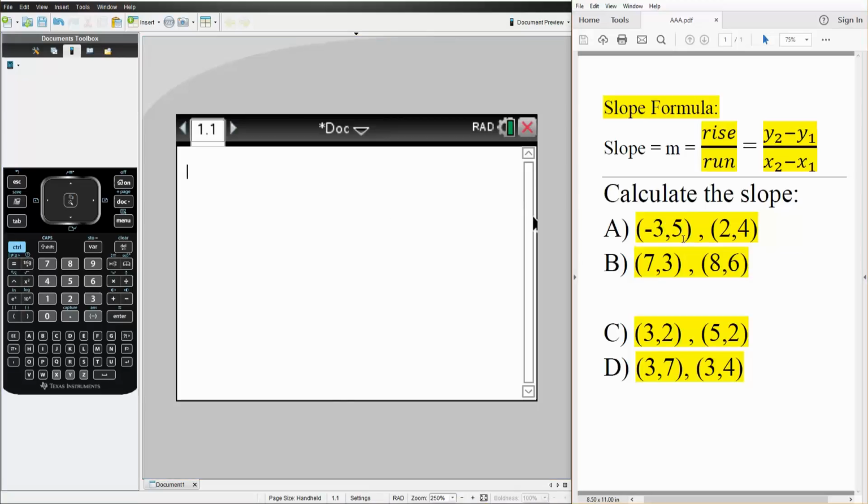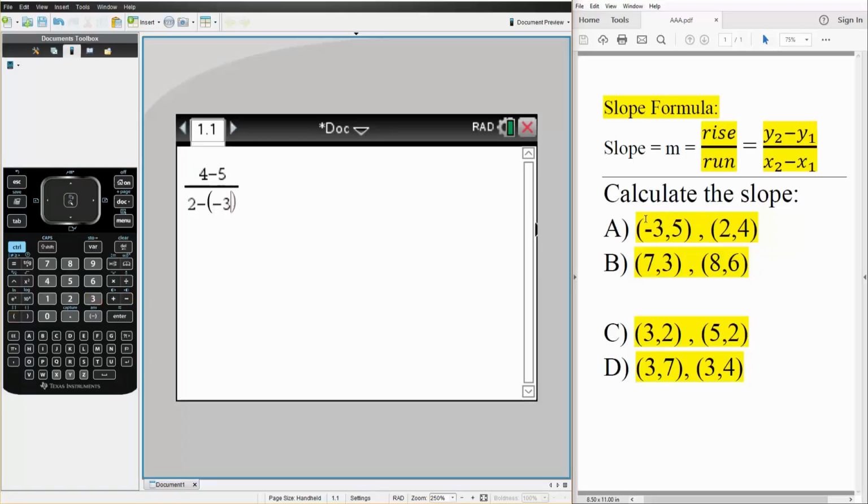So the first problem is A. So let's do A first. So we do control, division, and we write what we have. So y2 is 4 minus y1 is 5 divided by x2 is 2 minus parentheses. We know that x1 is negative 3. So we plug in negative 3 and we simply hit enter. And the slope is negative 1/5. So it's a negative slope.